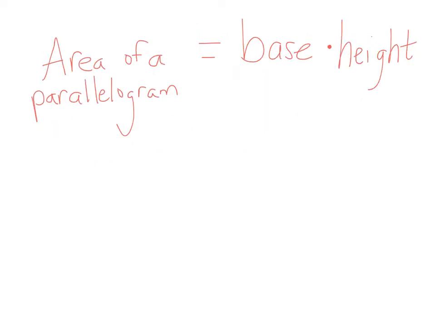So when we write the formula for area of a parallelogram, it's going to be base times height, and usually we just shorten that to capital A for area is equal to B times H. You can choose to put the dot in between, or you can just put the B and the H together to mean multiplication. When we do start substituting to try to solve for the area, obviously you're going to either have to have the dot or some parentheses in there.